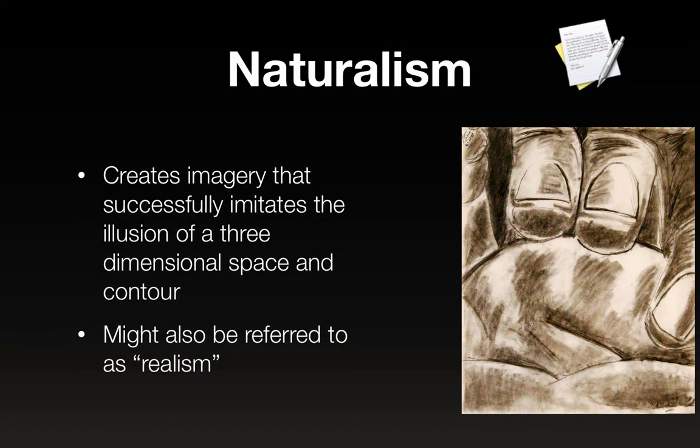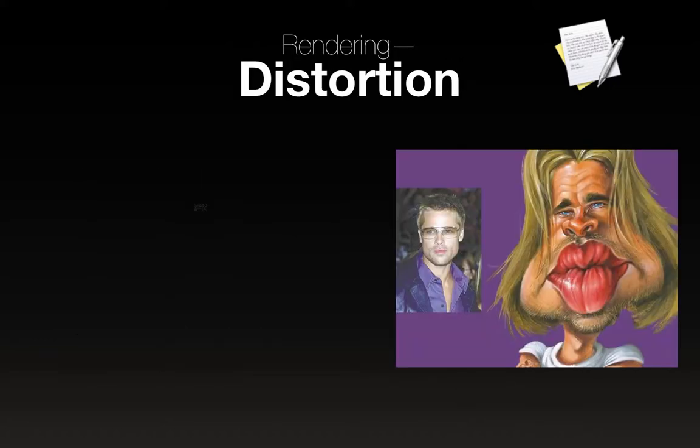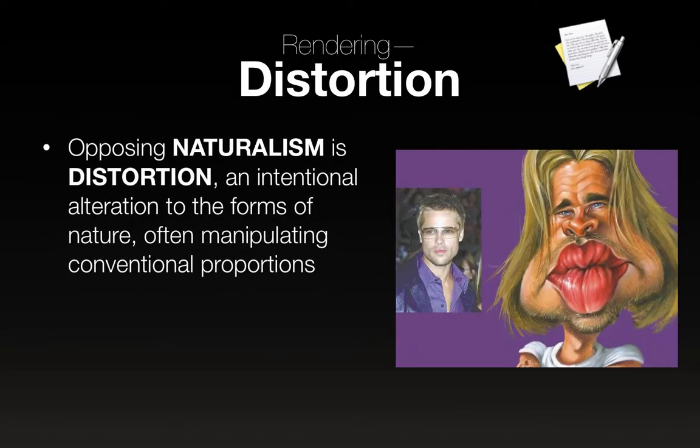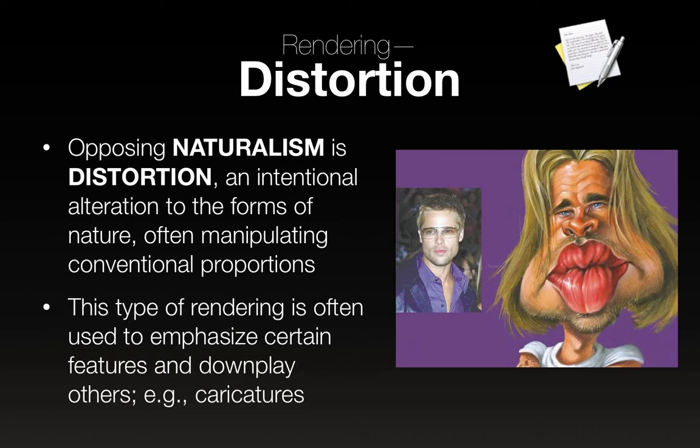Naturalistic. This is a type of imagery that successfully imitates the illusion of three-dimensional space and contour, also referred to as realism. So basically a realistic rendering, but maybe not photorealistic. And distortion is kind of the opposite of naturalism. It's an intentional alteration to the forms of nature, often manipulating conventional proportions. This type of rendering is often used to emphasize certain features and downplay others. For example, caricatures. Those are a form of distortion.